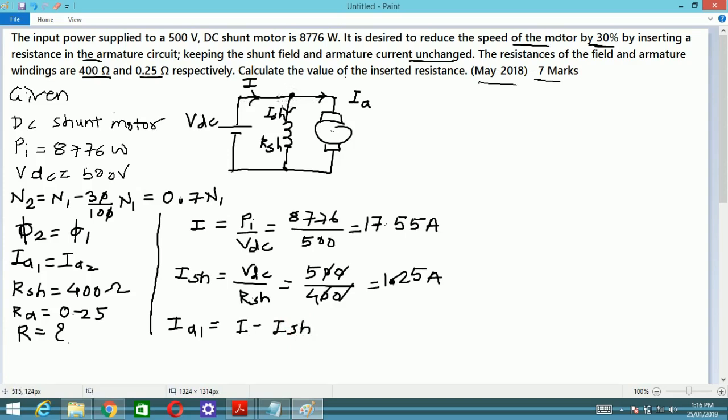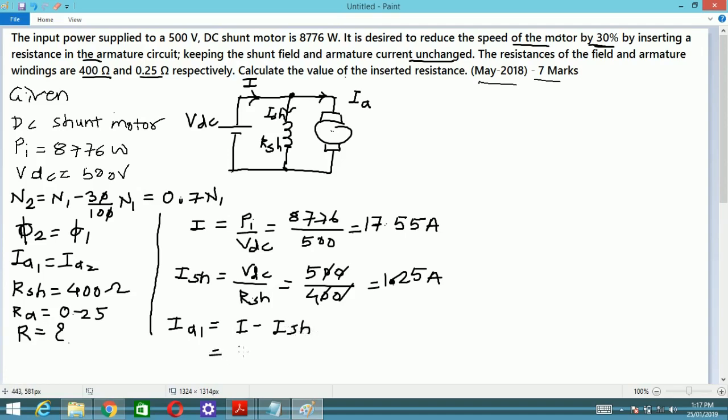Currents entering the junction are treated as positive, while currents leaving the junction are treated as negative, and the summation of the currents at any junction is always equal to 0. That is Kirchhoff's current law. If you apply that law here, I is positive, ISH leaving the junction is negative, minus IA1 is equal to 0, and so I have written IA1 is equal to I minus ISH. Hope you have understood where I have taken this formula from.